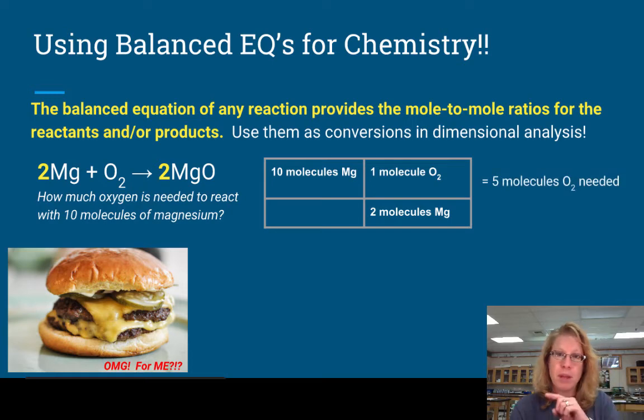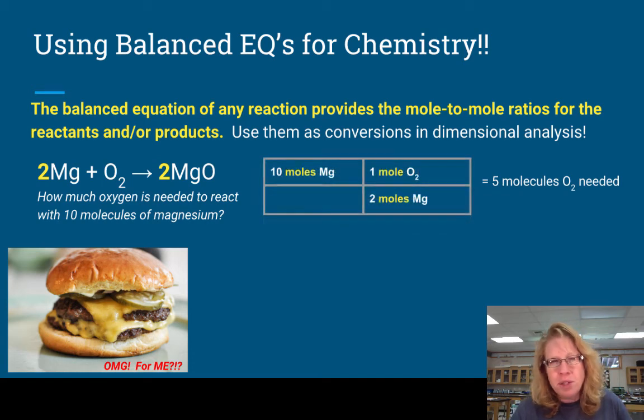So it's multiply across the top, divide by the bottom, and we end up knowing that, oh, I need 5 molecules of oxygen. I know it's kind of obvious to look at it. I promise, invest the time now to learn how to do the dimensional analysis because these problems get more complicated. So start with the easy ones, practice the skill, so when it gets harder, you've already got the skill.